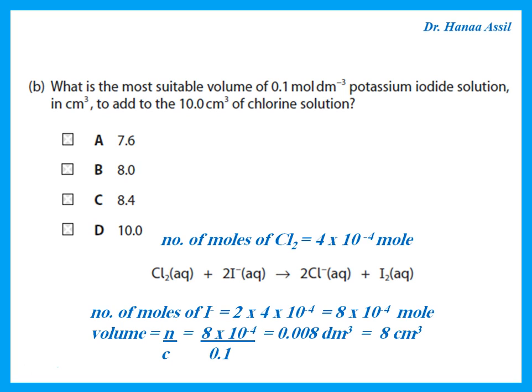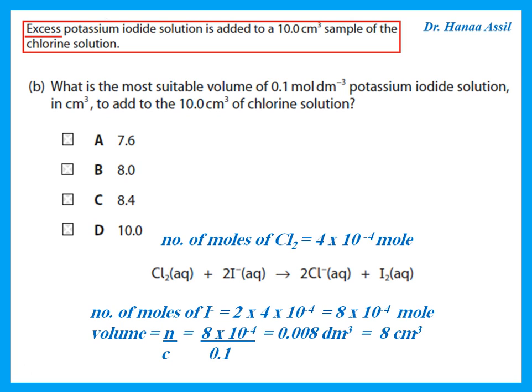But that's not our answer, because he wants to add excess potassium iodide. So the minimum I can put is 8, so excess would be the 10 cm³ of potassium iodide. Please pay attention to the details of the question.